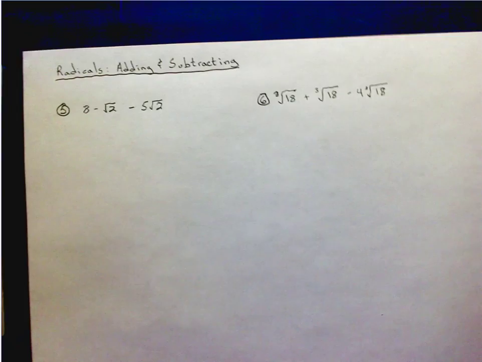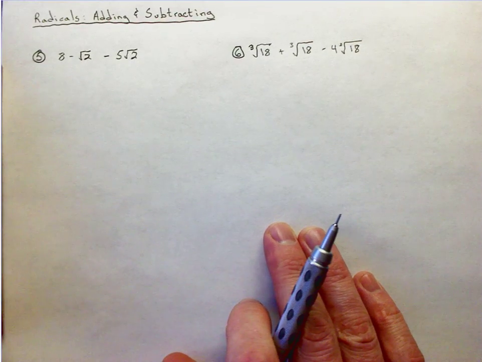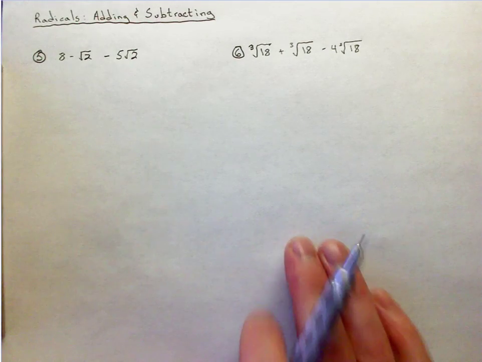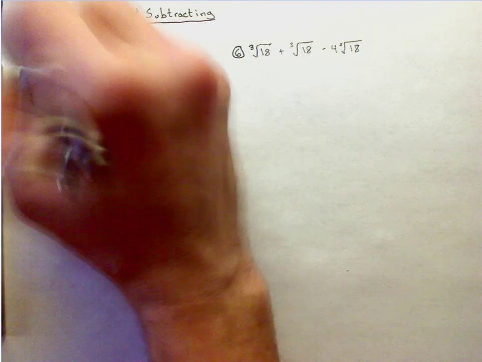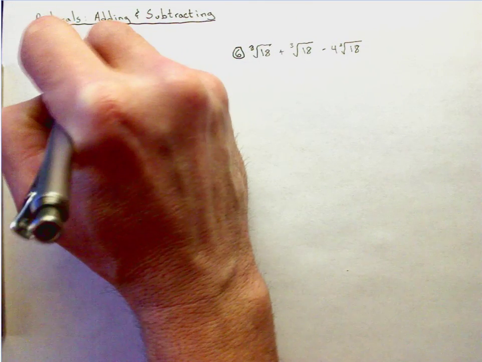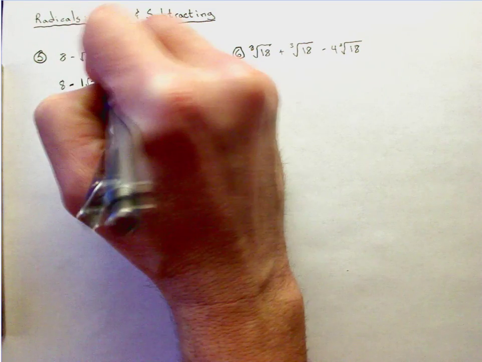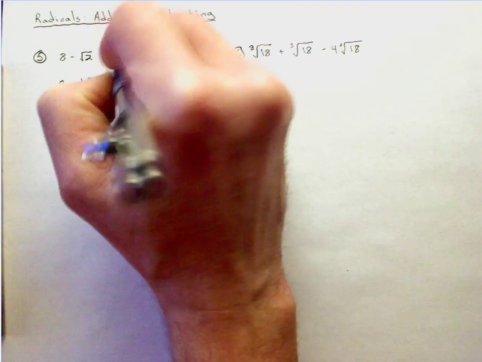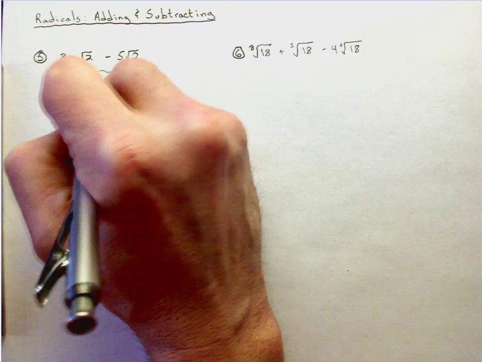2 more examples. If you would like, pause the video and let's see if we get the same answers. Okay, so for the first one here, I can do nothing with 8. 8 is simply 8. If I need to visually, I can put a 1 there in front of the radical 2 to help me with this portion of it. A negative 1 minus 5 is a negative 6. So 8 minus 6 radical 2.